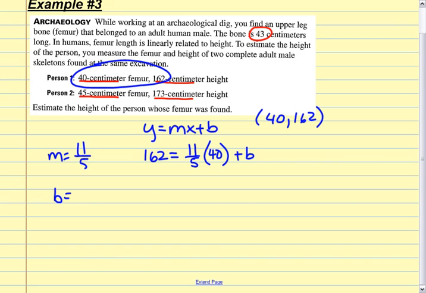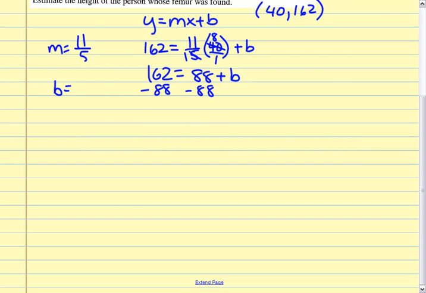Now we need to simplify this. So I'm going to have 162 is equal to, and look, the 5 and the 40 cancel. That turns into a 1, and that turns into an 8. So I get 88 plus b. Now let's subtract 88 from both sides. I think that's going to be 74 is equal to b. Let me check it with my calculator.